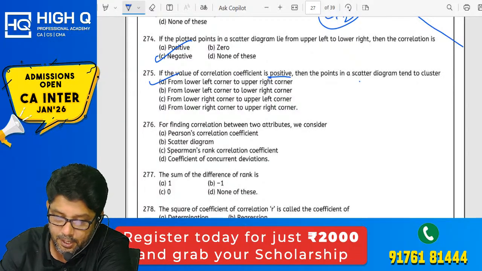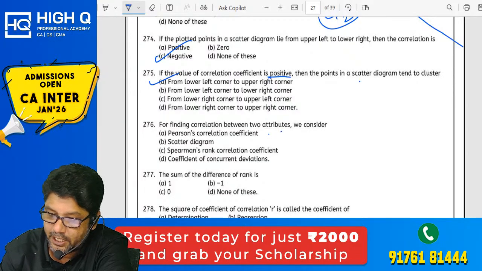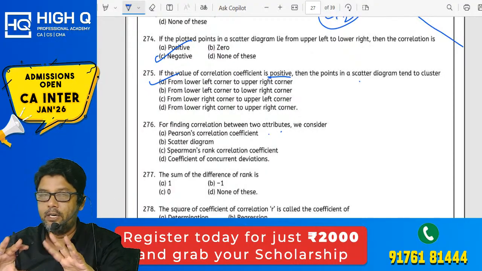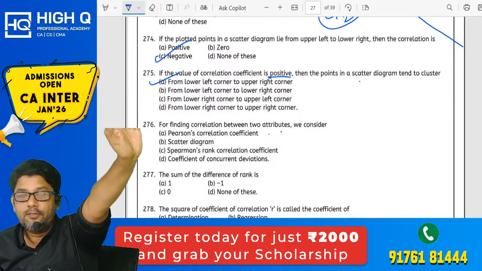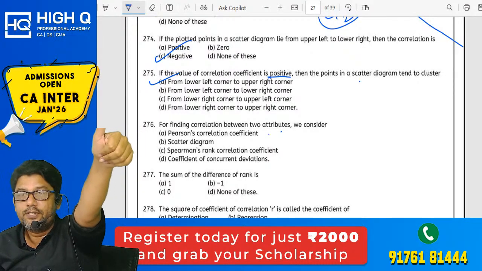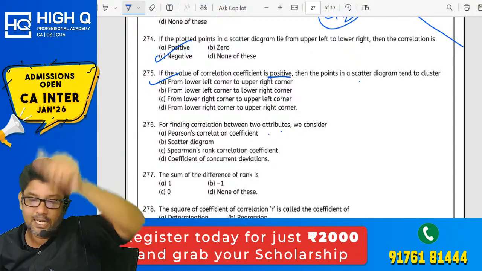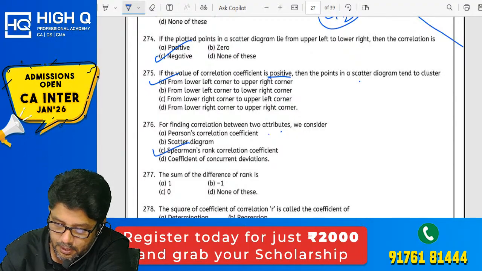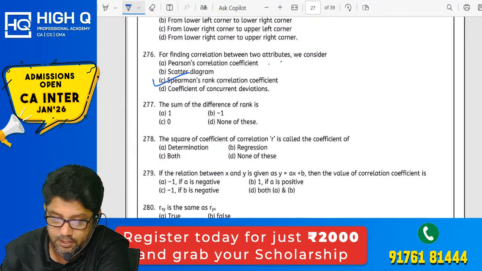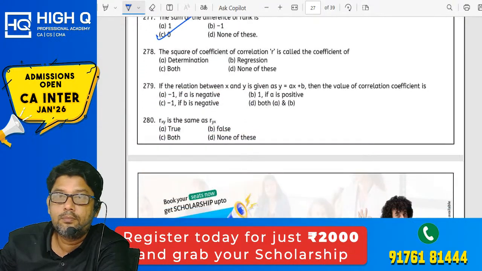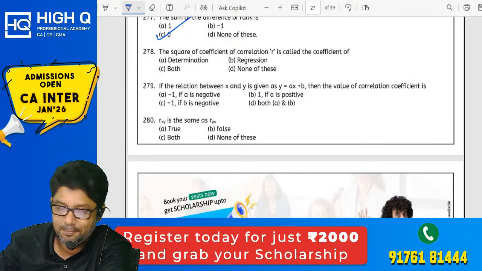Okay. For finding correlation between two attributes, attributes means it is not quantitative, it is qualitative data. For quantitative data, the coefficient of correlation is Karl Pearson's coefficient of correlation. And for attributes, it is Spearman's rank correlation coefficient. The sum of the difference of the ranks is always 0. Remember this, it's a very important MCQ.